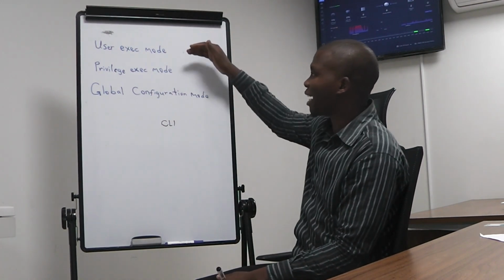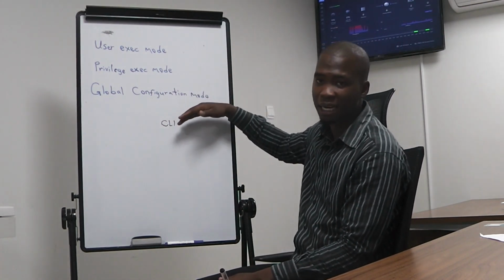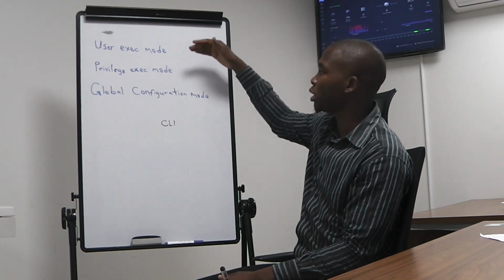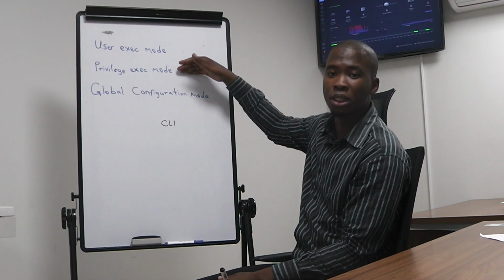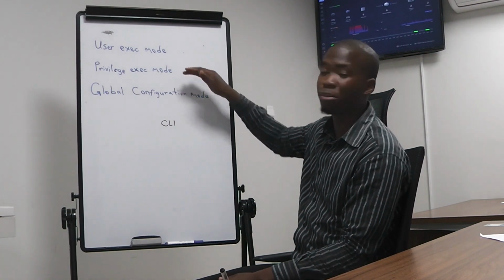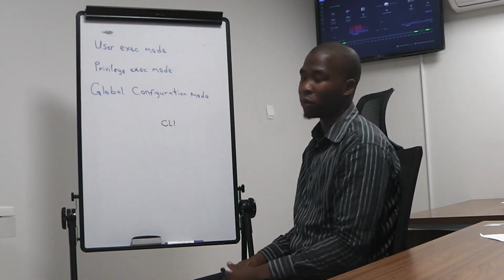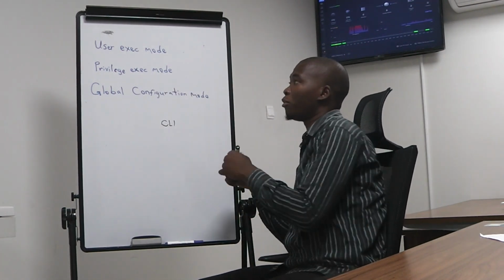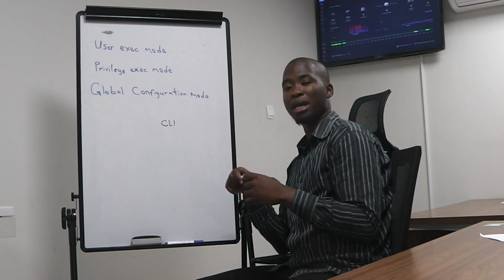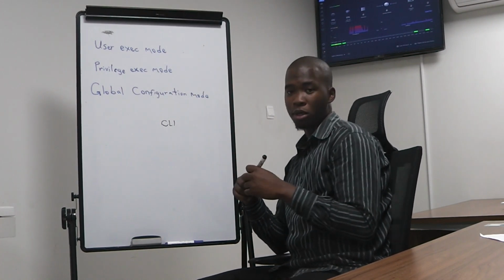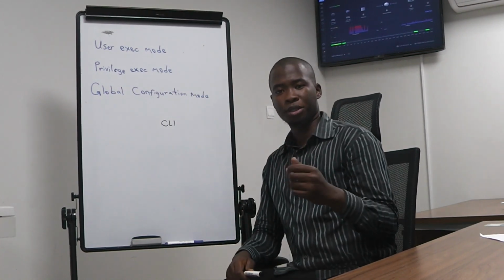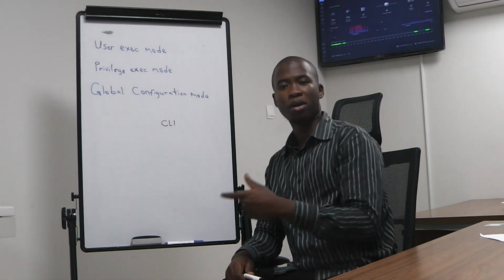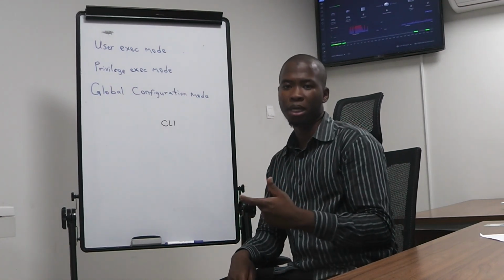So after having access to your device using the CLI and getting to the user exec mode, you would need to proceed to the next mode, which is the privileged exec mode. But before going to the privileged exec mode, for you to know that you are on the user exec mode, it will show you a prompt. If you are on a switch, the default device name will be switch, and if you are on a router, the default device name will be router.